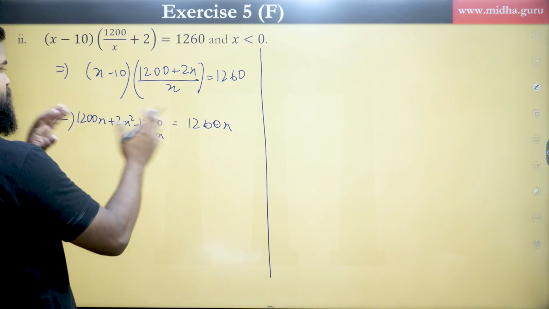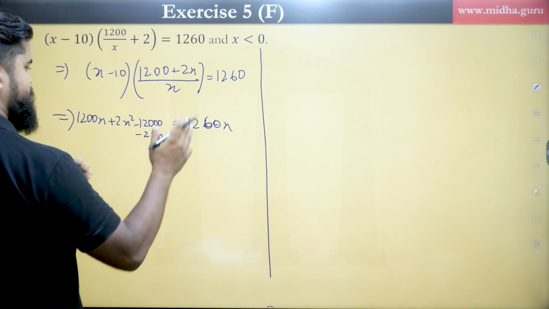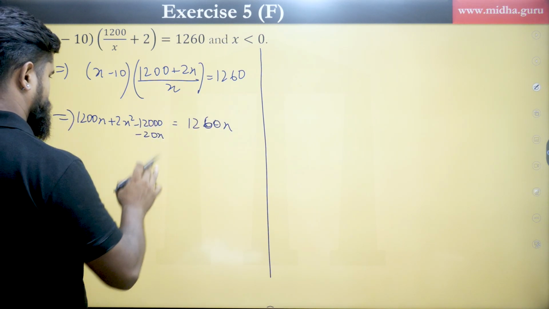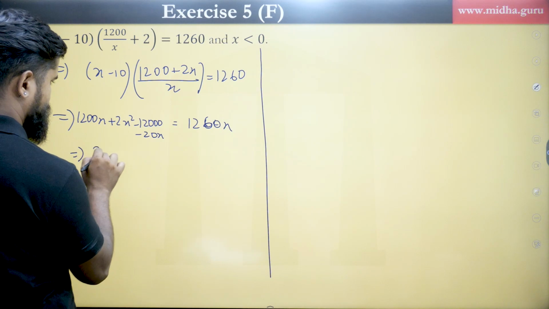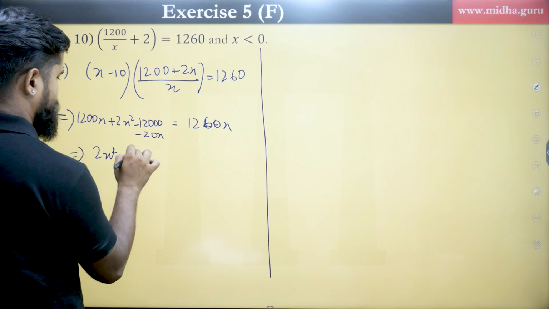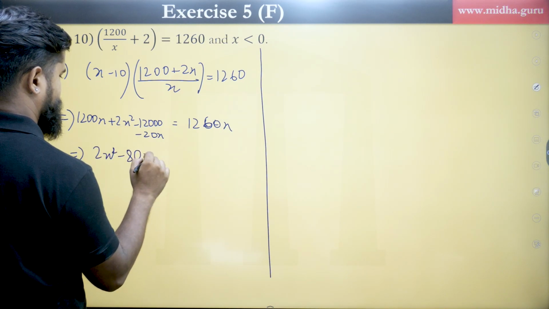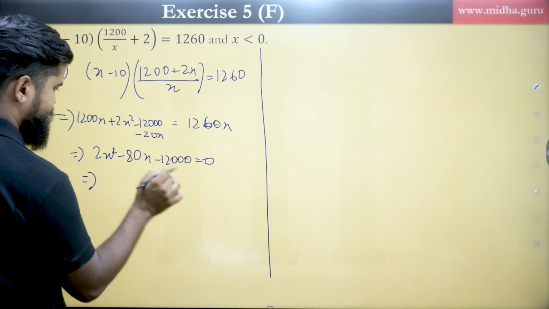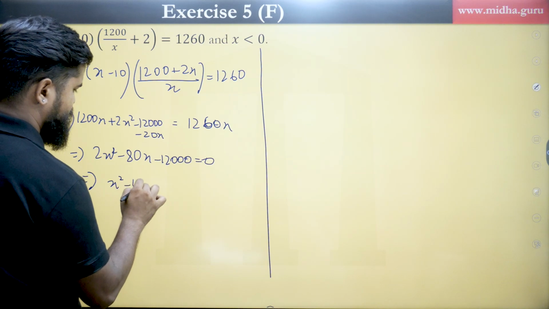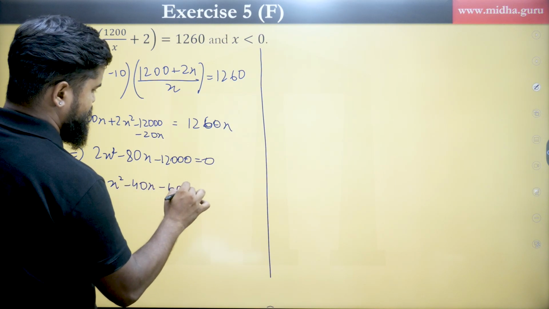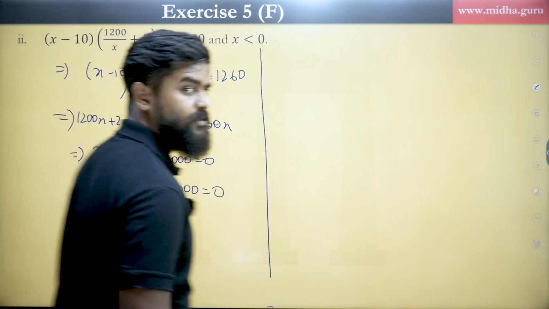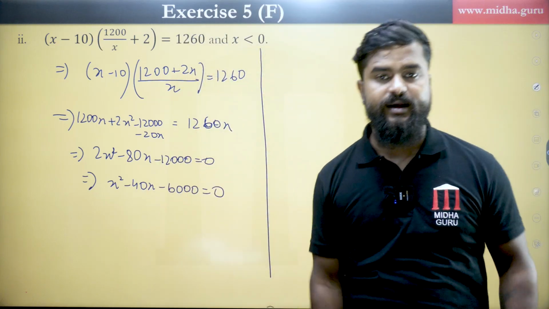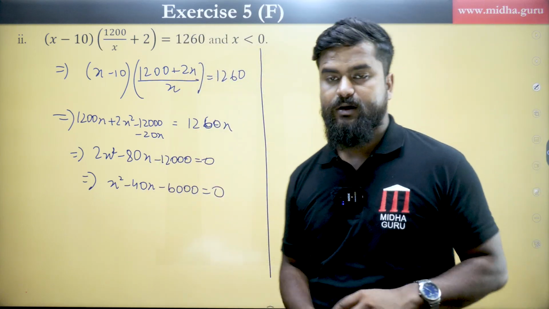Now bringing all the terms to one side, that is we bring this one to this side, we get minus 1260x. So this becomes 2x square minus 80x minus 12,000, which is equal to 0. Then I divide the equation by 2, I get x square minus 40x minus 6,000 is equal to 0. So this is the quadratic equation I need to solve to get the values for x.